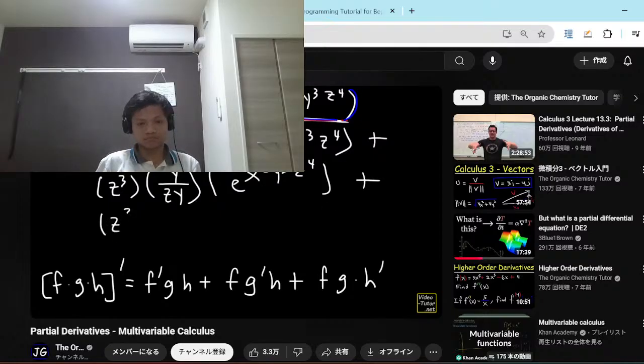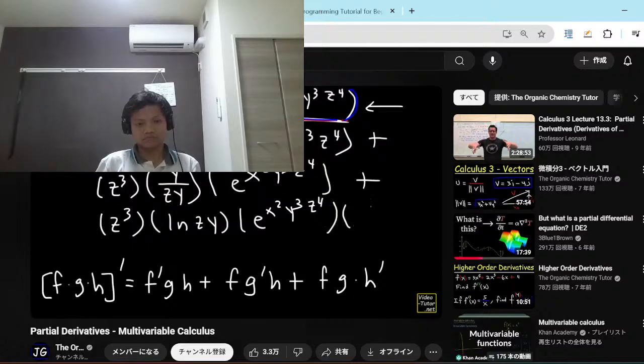And then plus the third part, which is going to be z to the third, times ln zy, times the derivative of e^(x² y³ z⁴), times the derivative of the exponent, which is x² y³ times 4z³. So that's the answer for dw/dz. You have to use a product rule with three different functions, f, g, and h. But z is just one variable, that's the only thing that we differentiate.